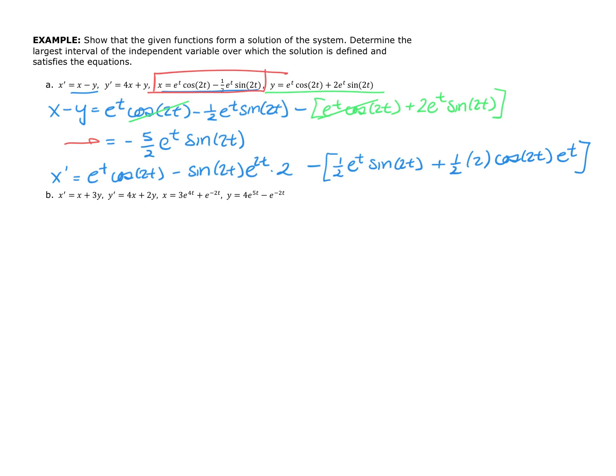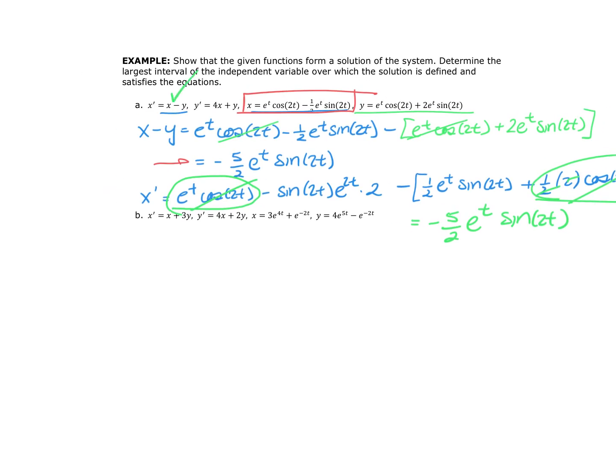So that's the derivative of x, and now I just got to make sure that this all works out. And you can see that this e to the t cosine 2t, these two cancel, and the negative goes through, will cancel with this. So this and this will cancel. And then I end up with negative 2 sine 2t e to the t minus 1/2 e to the t sine of 2t, which gives me exactly what I had when I did that subtraction of x and y. So you can see that, yes, this does indeed work out.